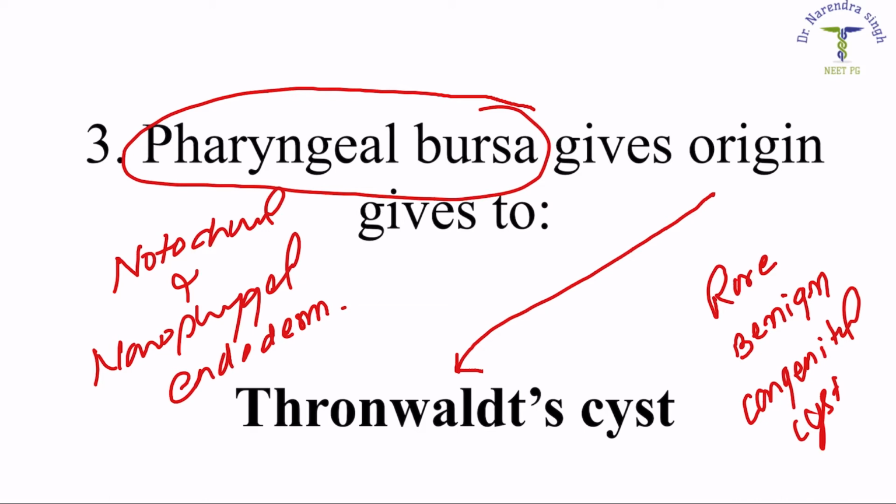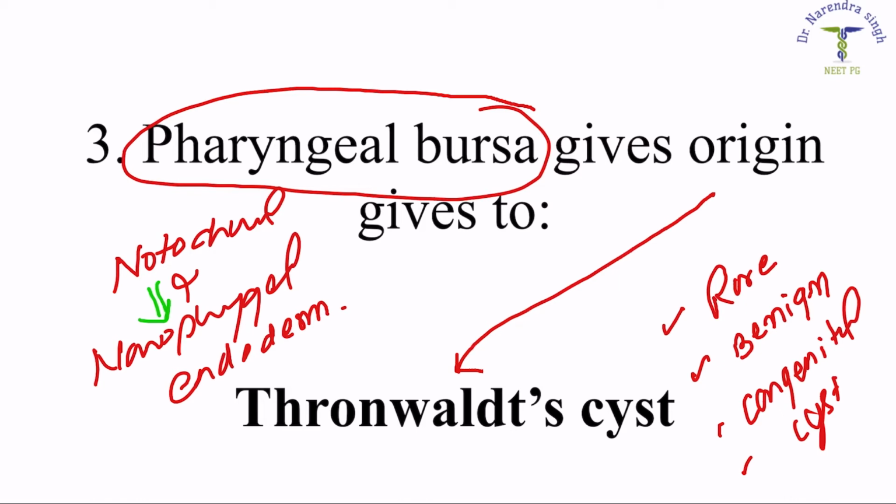One question is, nasopharyngeal bursa gives origin to which cyst? And in the options you have to mark Thornwaldt cyst. And what actually is Thornwaldt cyst? Thornwaldt cyst arises from the pharyngeal bursa. It is a rare benign congenital cyst. And how is this pharyngeal bursa formed? Pharyngeal bursa is formed by the communication between the notochord and the nasopharyngeal endoderm.